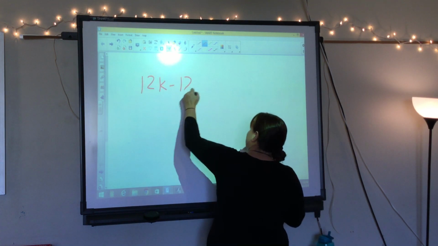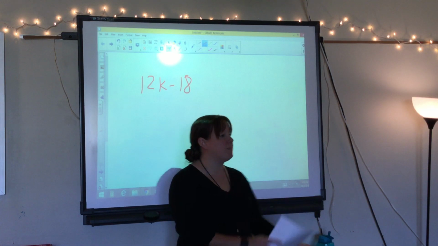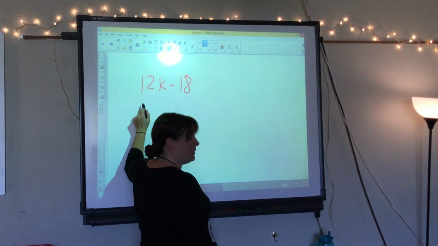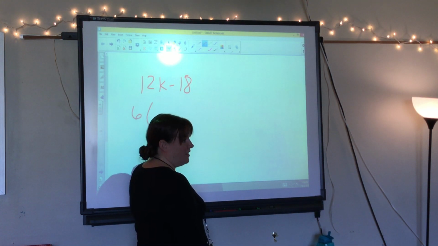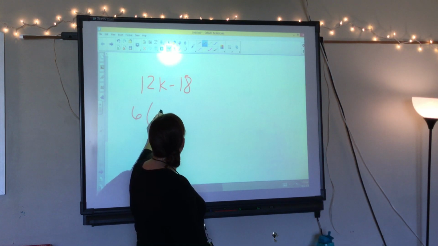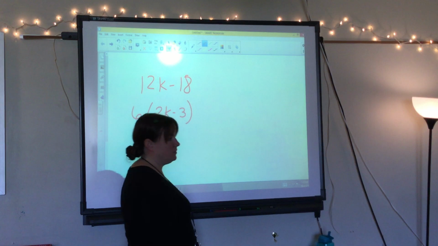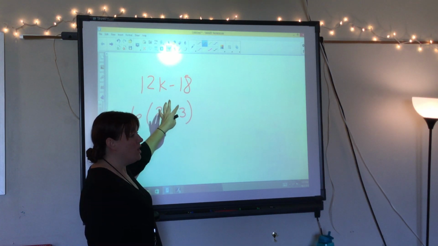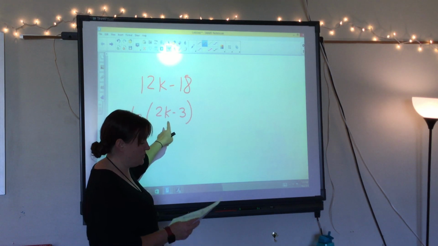Something like this. So we have the first one, 12k minus 18. What is the biggest number that we can divide both of these by? 6. So we would divide them both by 6, and we'd bring the 6 outside, and then we would have 2k left in here minus 3. So this and this are the same thing, right? So whenever you're factoring, the very first thing we do is look for the greatest common factor.